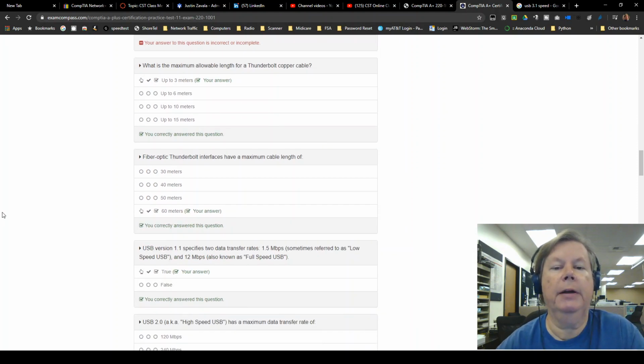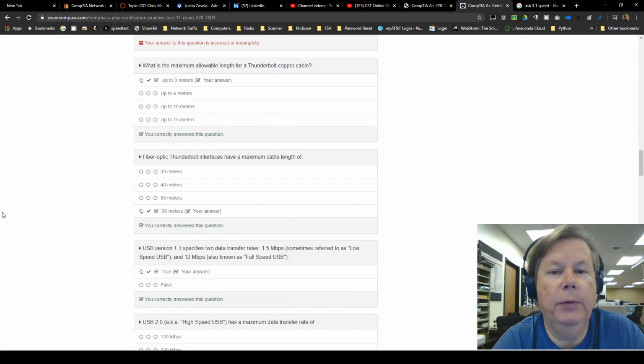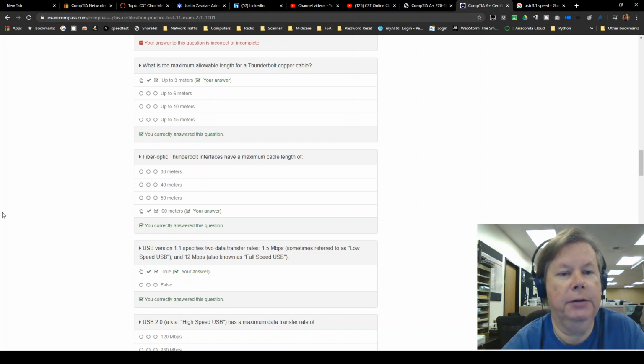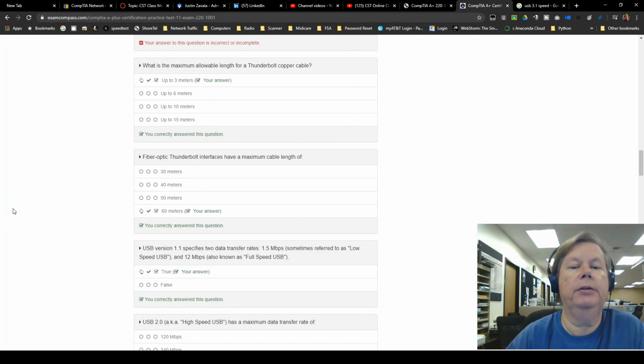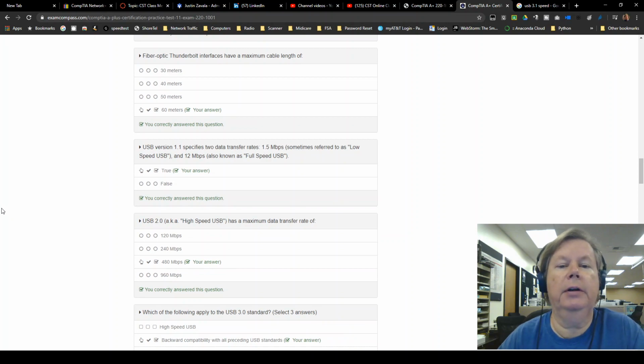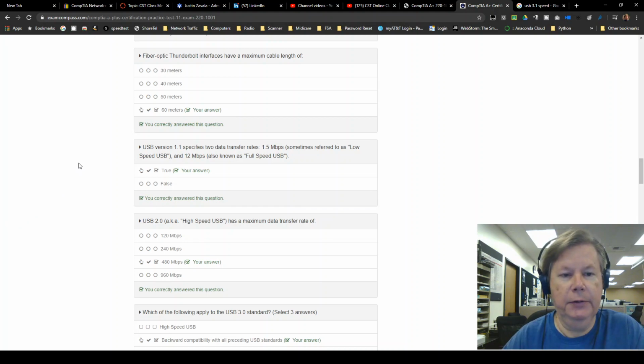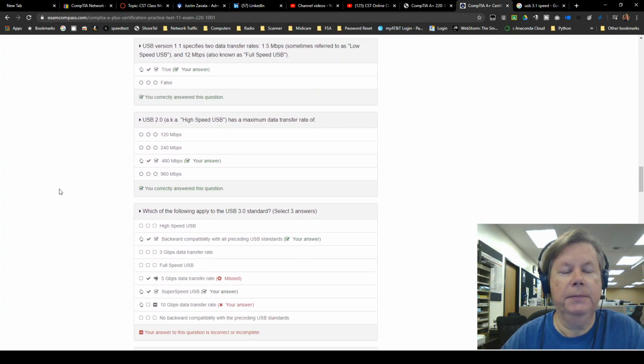Next one, maximum length of Thunderbolt copper. We did all get this right. I think somebody looked it up. 3 meters on copper, and the next one on fiber, 60 meters on fiber, and we did get that correct.